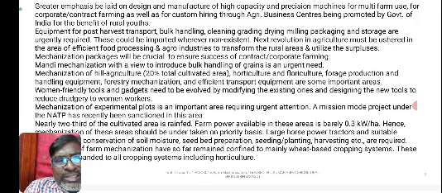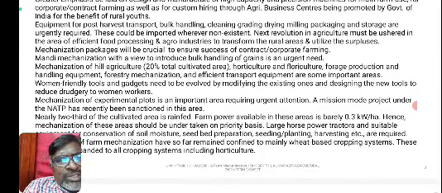Mechanization of hill agriculture is also needed, as 20% of the total cultivable area is hill agriculture. Horticulture and floriculture, forage production and handling equipment, forestry mechanization and effective transport equipment are some other important areas to be taken care of.